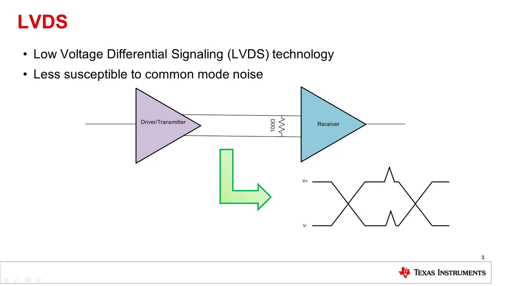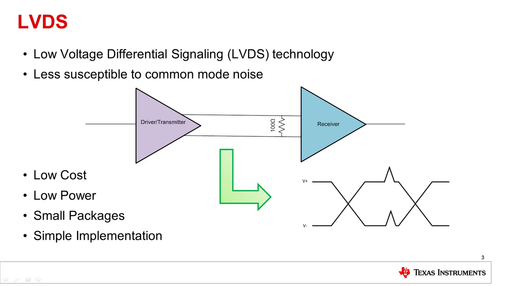LVDS is also low cost, low power, has small packages available, and a simple implementation requiring a 100 ohm termination between the driver and the receiver on the differential pair.